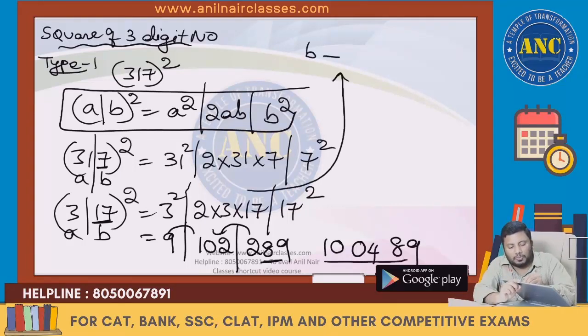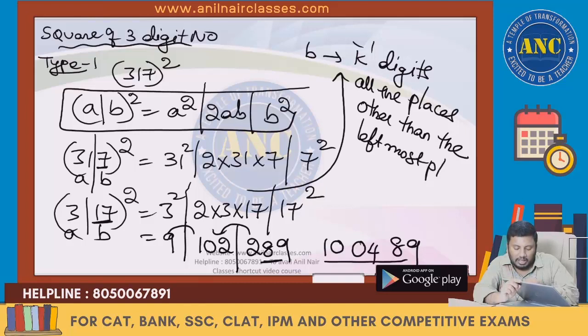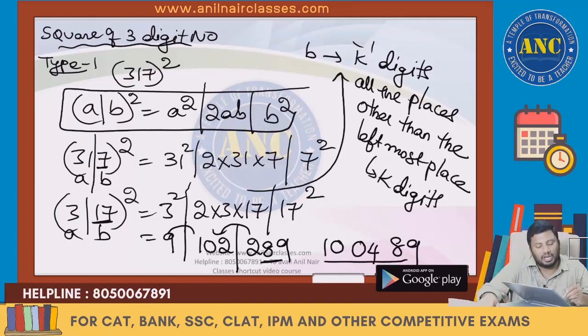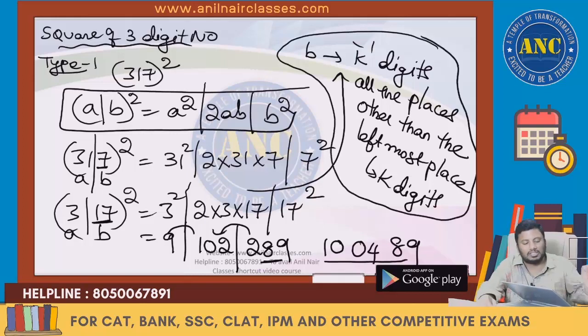Please write down this point. If b takes k digits, all the places other than the leftmost place will have k digits. That is because you write it as 3 into 100 plus 17 square. Zeros will be there at the end. Please write down. Either you can use this method or you can use the other method.